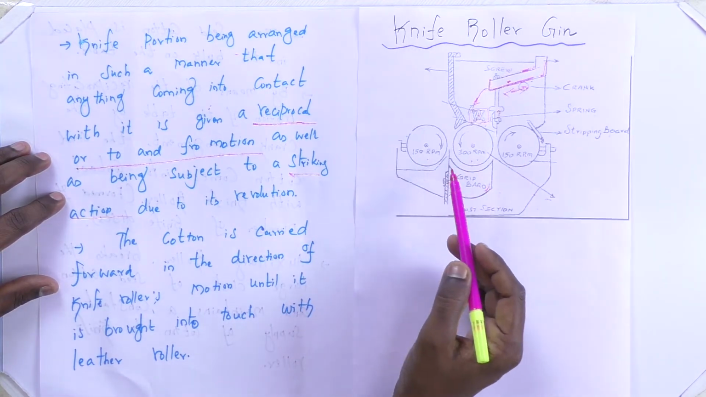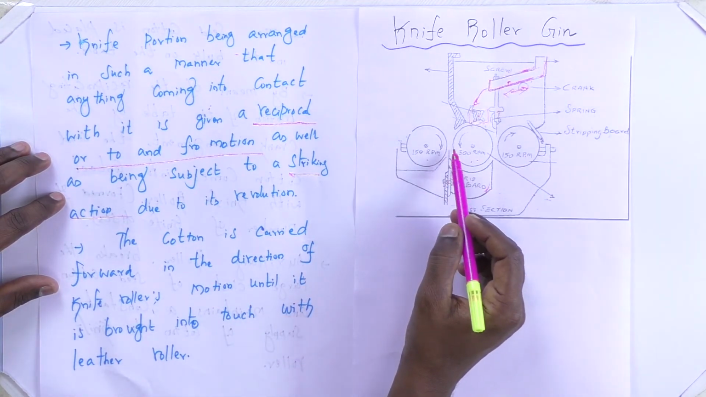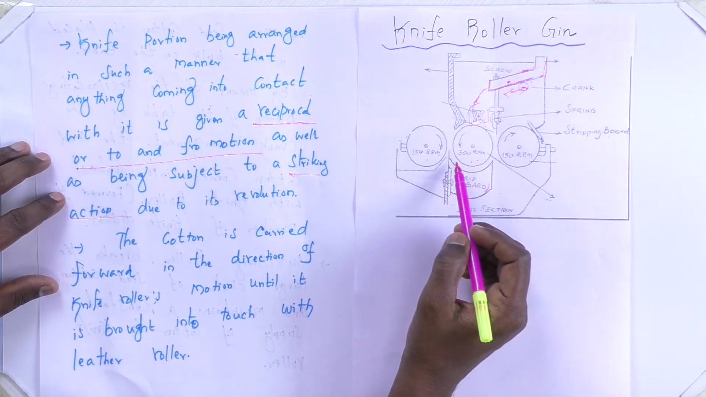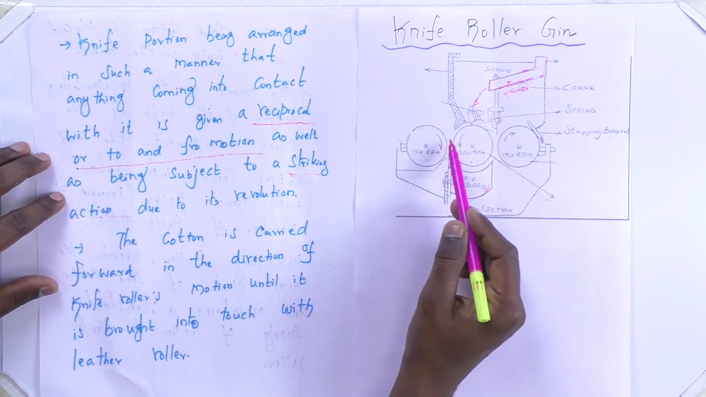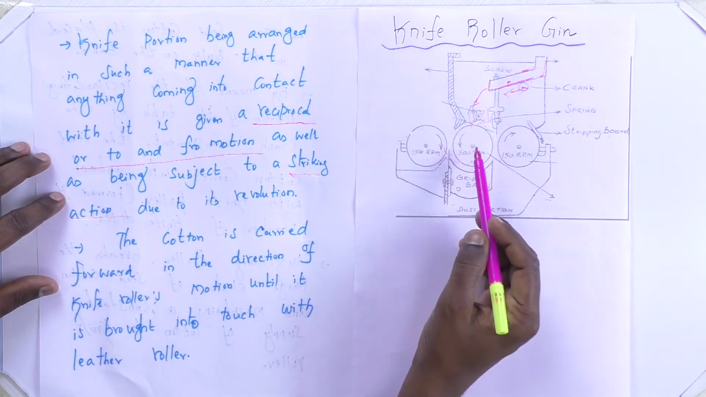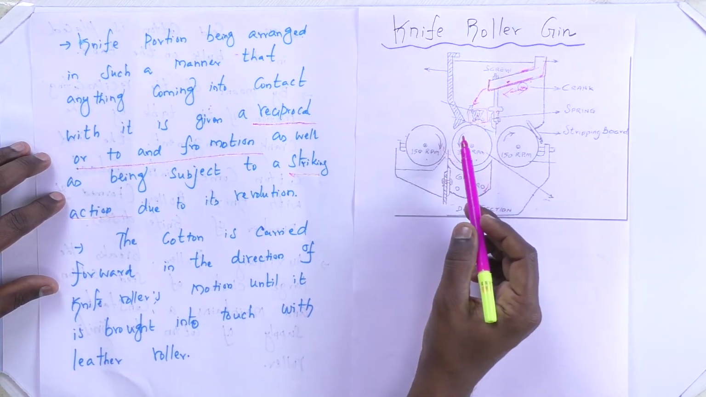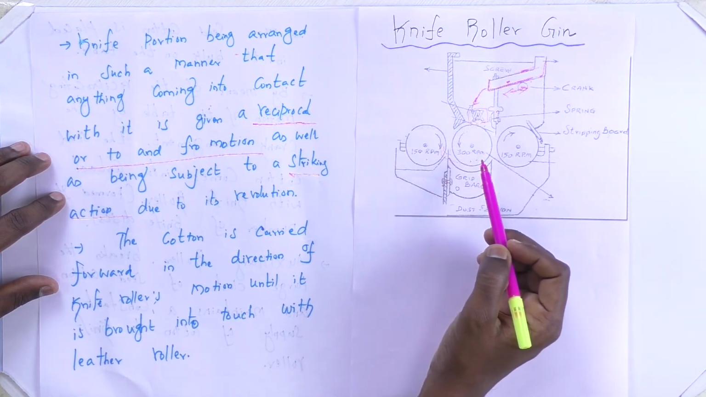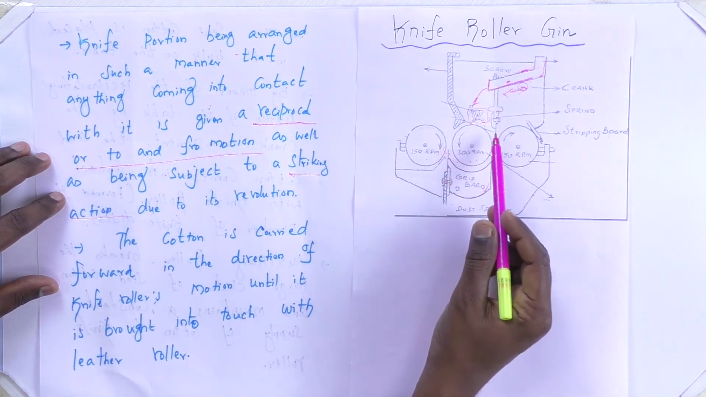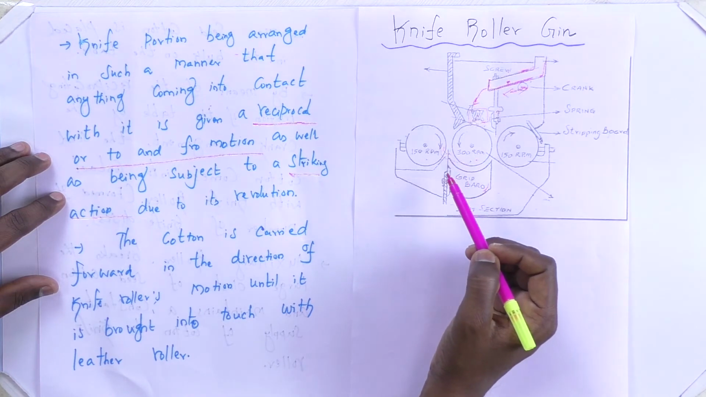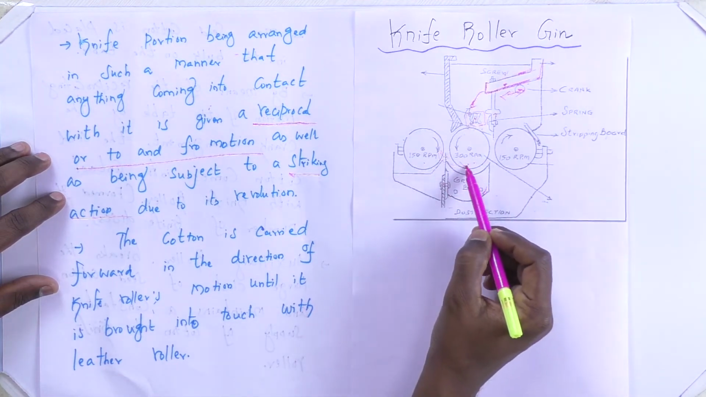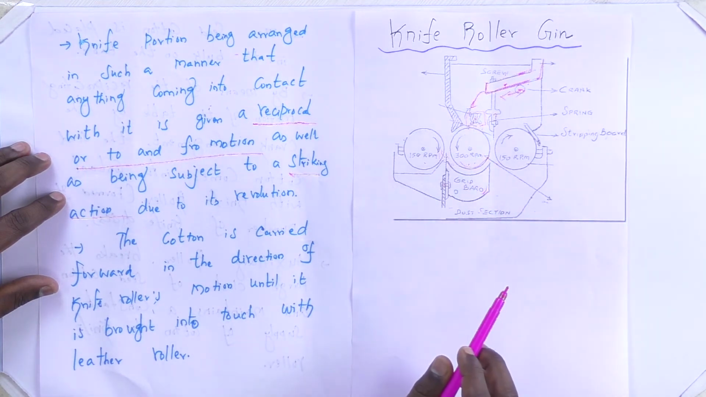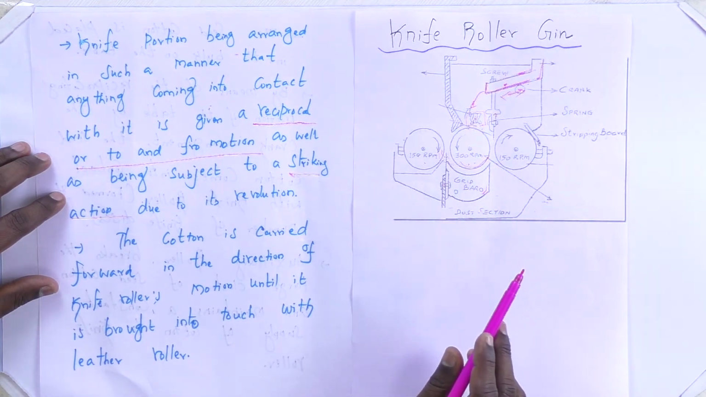Then the cotton is carried forward in the direction of the knife roller until it is brought in touch with the leather roller. The rotation of the knife roller carries forward the cotton fibers. But here we have the doctor knife, which does not allow the seeds to follow. So only the cotton fiber is capable of moving towards the direction of the knife roller.